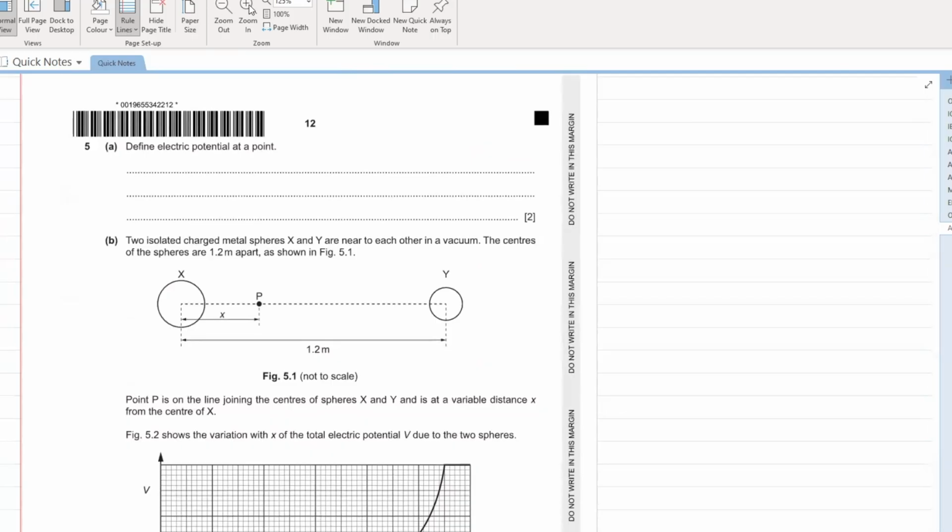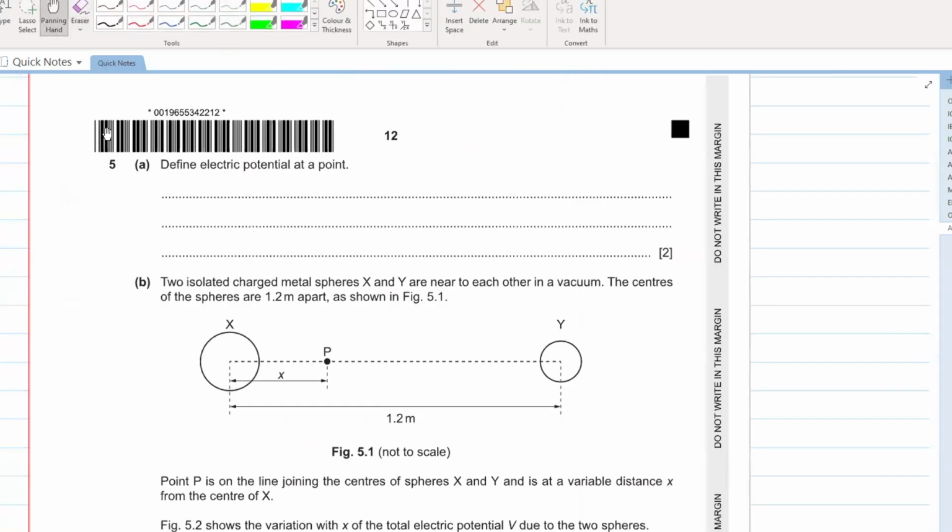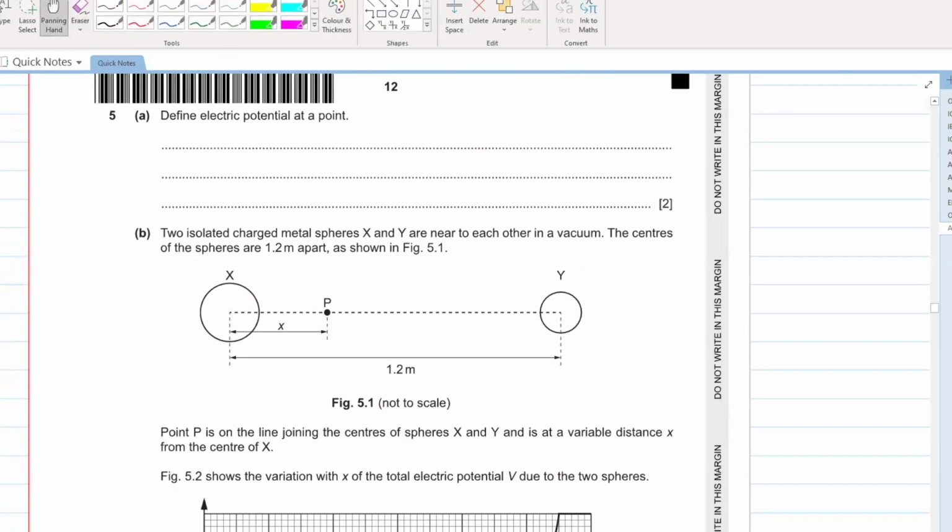Define electric potential at a point. Okay, how will you define electric potential at a point? Very, very easy. What is electric potential? Work done per unit positive charge.